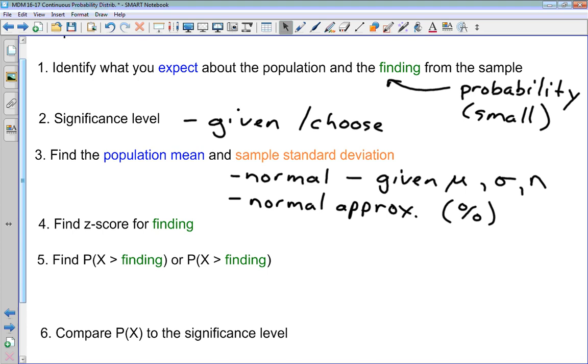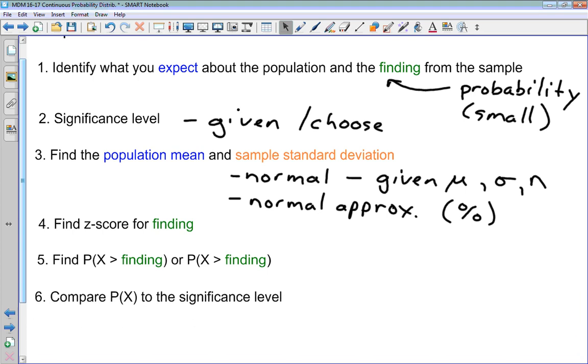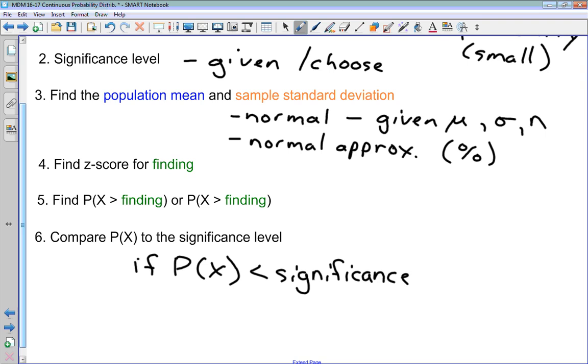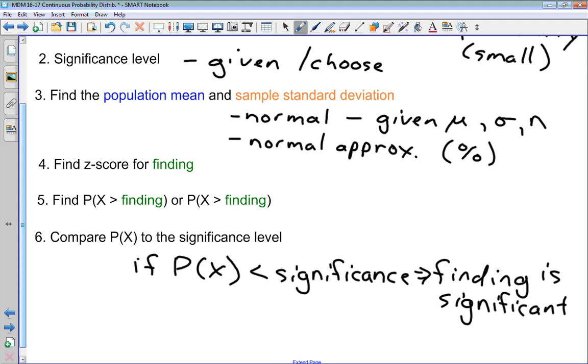So once you have that probability, you're going to compare that probability to the significance level that you had at the beginning of the question. So if you find a probability that is less than the significance level, then the finding is significant. Or the results are true, or they contradict what you assumed about the population.